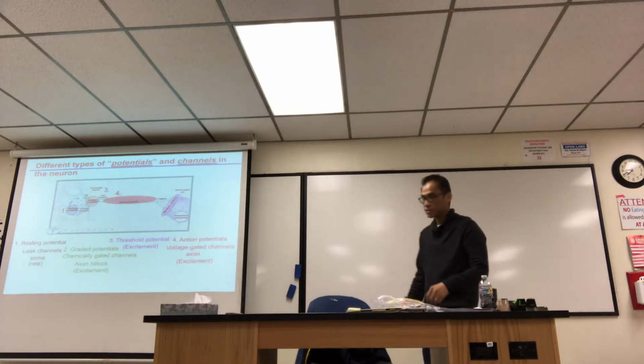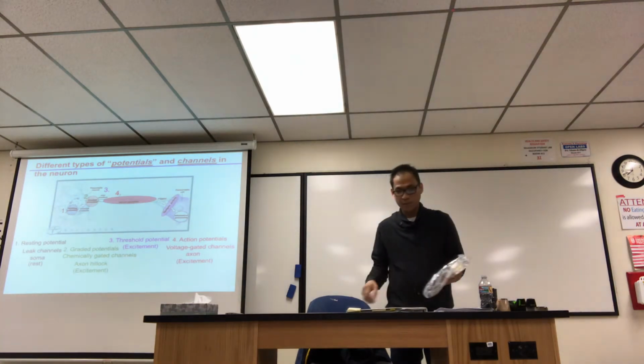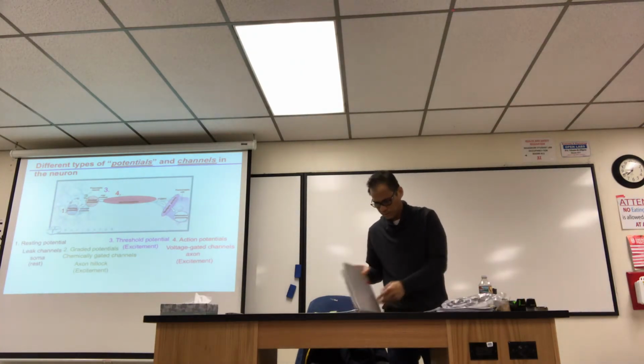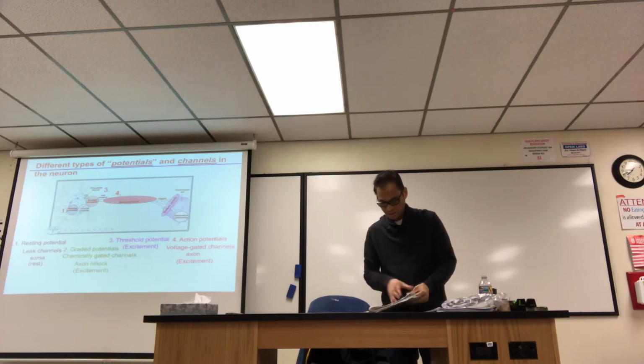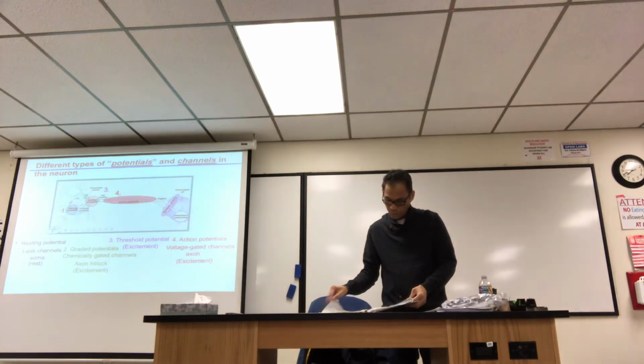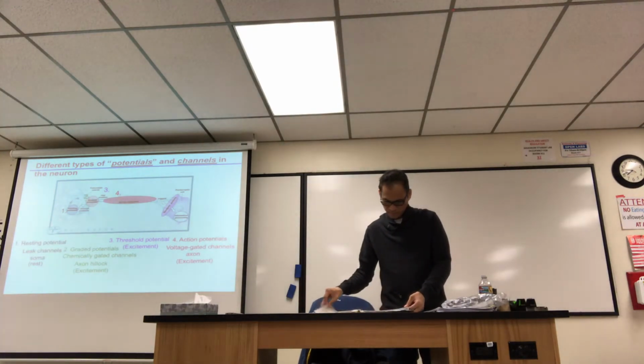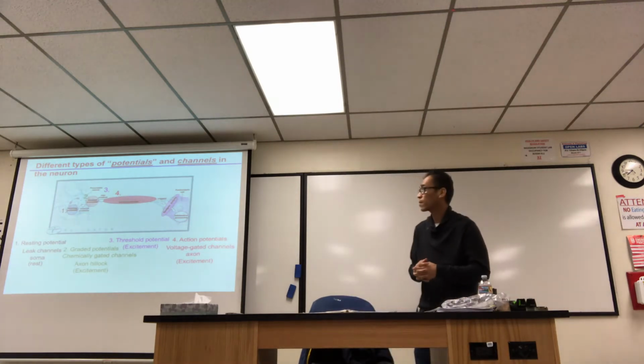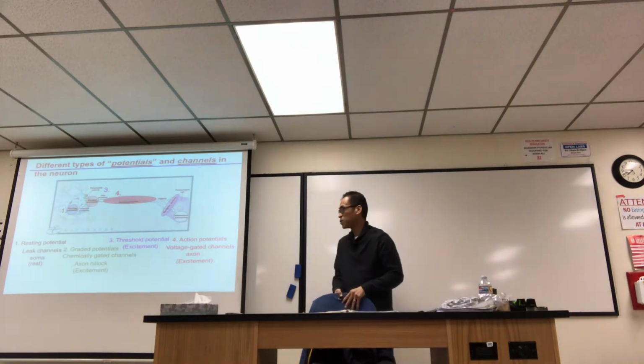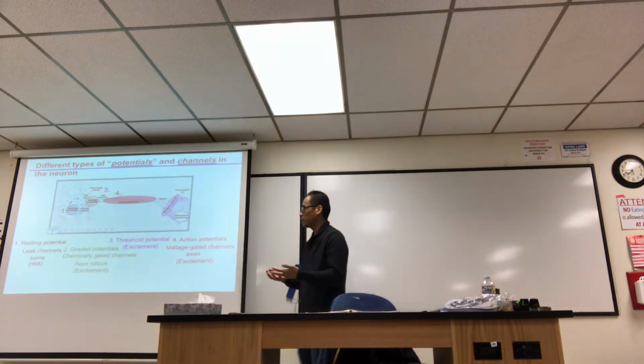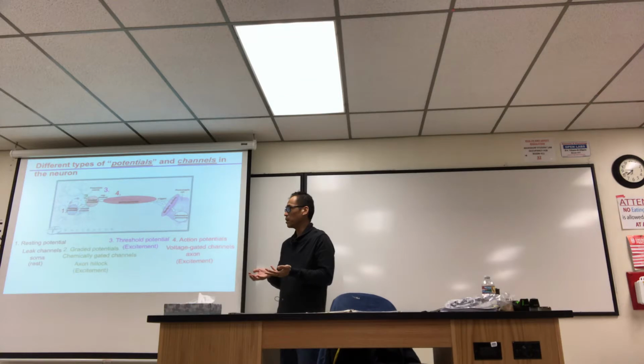So there's different types of potentials shown here. It's kind of an overview of where we've been and where we're going. We talked about nervous tissue, and we talked about the resting membrane potential. It said that the neuron can either be in one of two states. It's either at rest or stimulated.